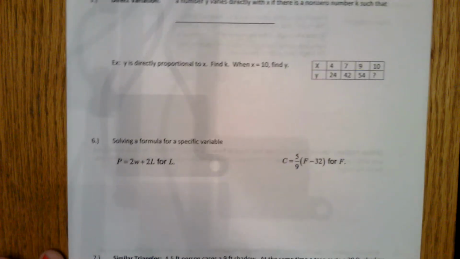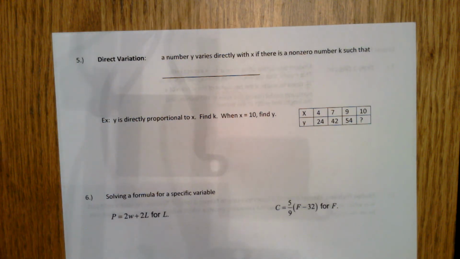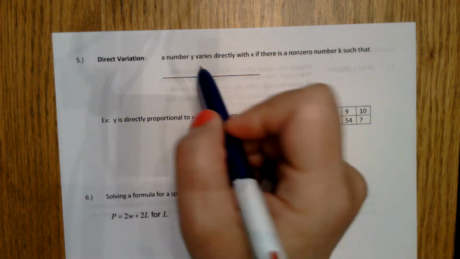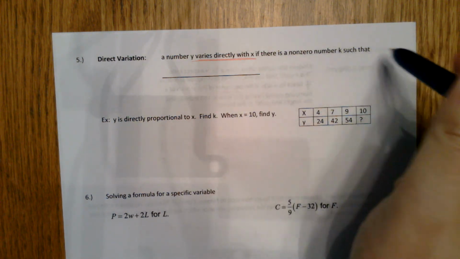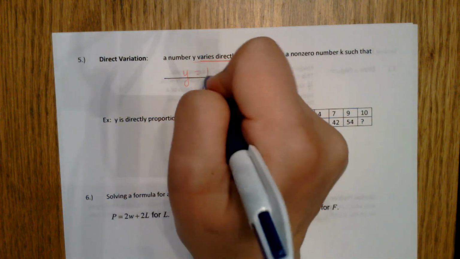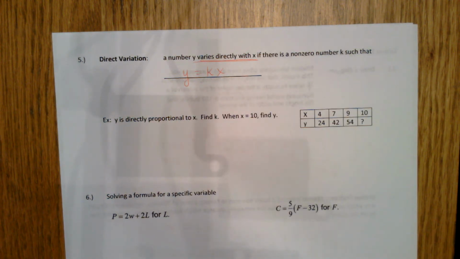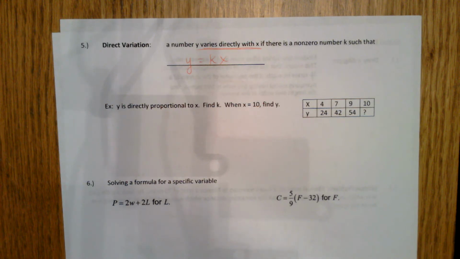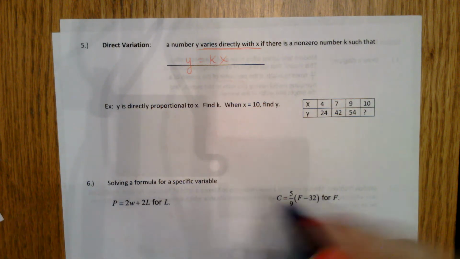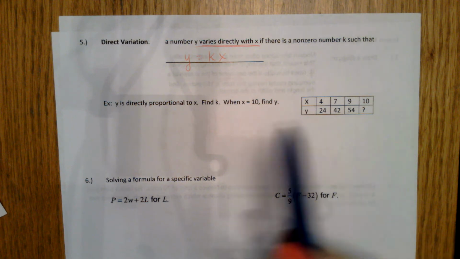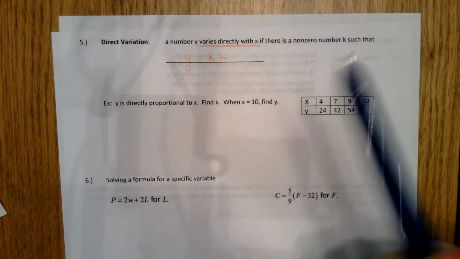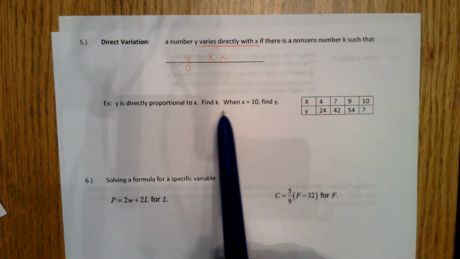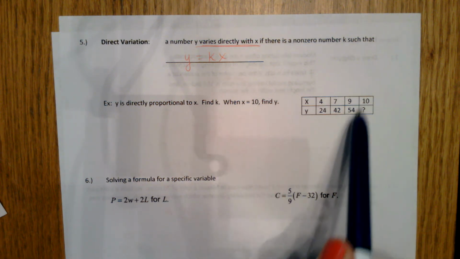Last and final few things here. Just a little definition on direct variation. Number y varies directly with x if there is a non-zero number k such that y equals kx. This is your direct variation equation. So just real quick, an example right here in a table. You'll have a homework problem similar to this. If y is directly proportional or varies directly to x, find k.